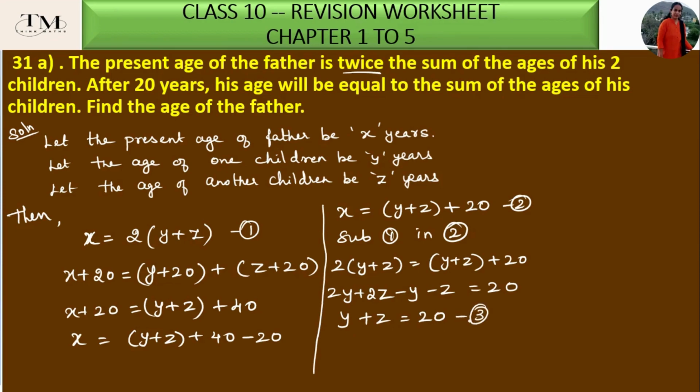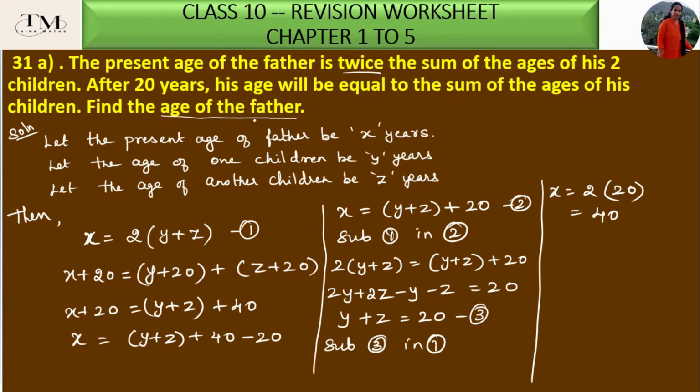This is the third equation. Now I am going to substitute 3 in 1. So x will be equal to 2 times, instead of y + z, 20. So 2 into 20 is 40. Who is x? x is the present age of the father. The question is to find only the age of the father. So the age of the father will be 40 years. This is the solution.